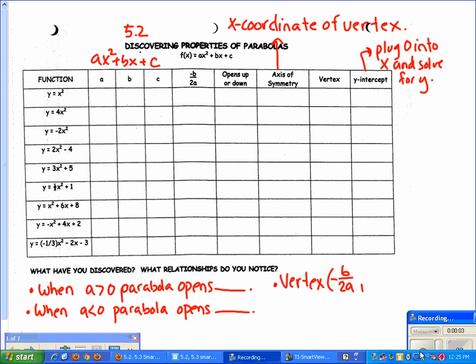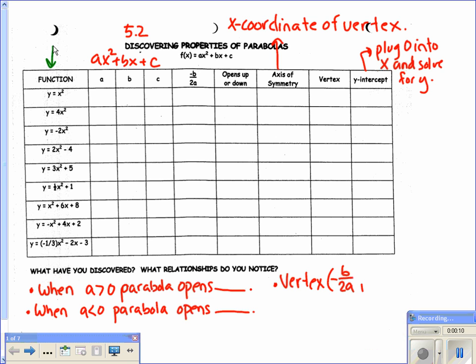Section 5.2, Discovering Properties of Parabolas. So first we're going to fill out this chart that we have here. Now notice that we're given all of these functions and we want to fill everything out.